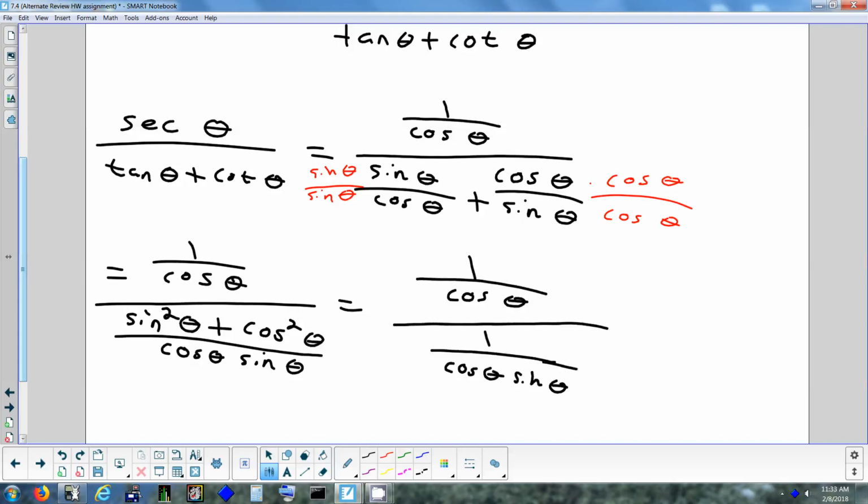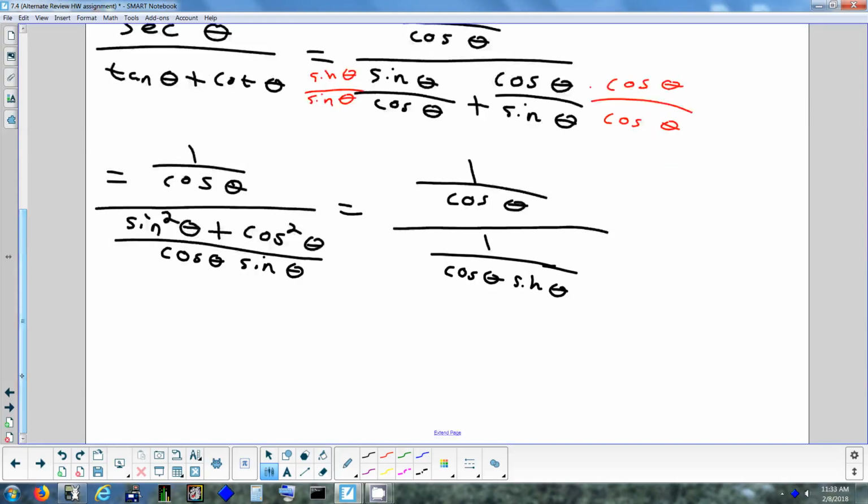So we have 1 over cosine divided by 1 over cosine sine. Okay. Fraction divided by a fraction. A couple ways you can think about it. You can just take the top, keep it the same, and then multiply by the what of the bottom? Reciprocal. So the reciprocal of the bottom is cosine times sine.